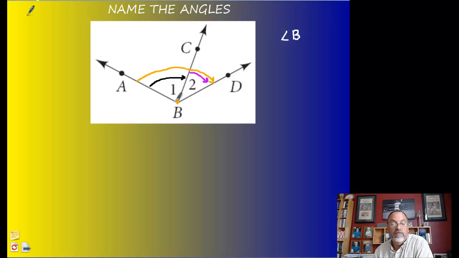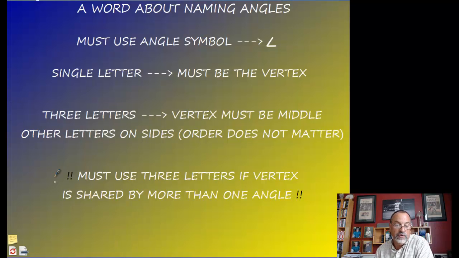So whenever you have one vertex for multiple angles, you must use three letters. And that's what we're talking about right here. You must use three letters when naming an angle where the vertex is the vertex of more than one angle. And again, when using three letters, remember the order.